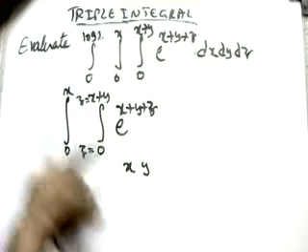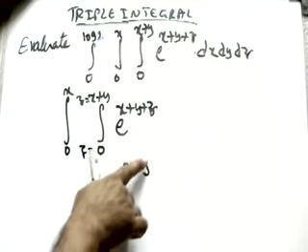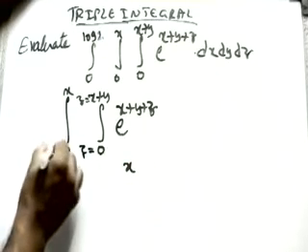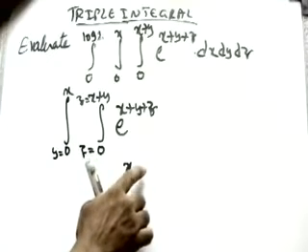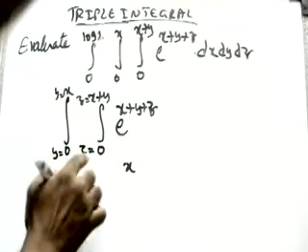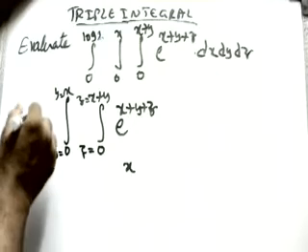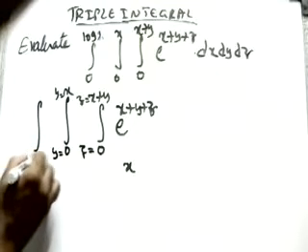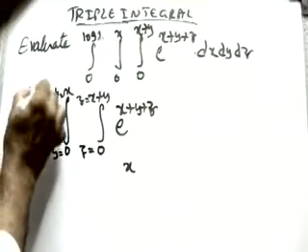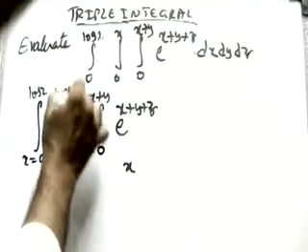Now see here, 0 to x. Here it is given x, that means these are the values of y. Already z is over. These are the values of y. Now z and y limits are over, so that means these are the limits of x. X equals 0 to log 2.